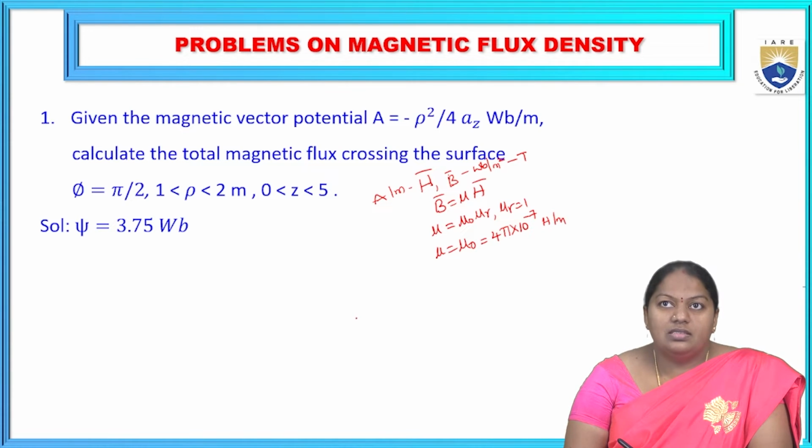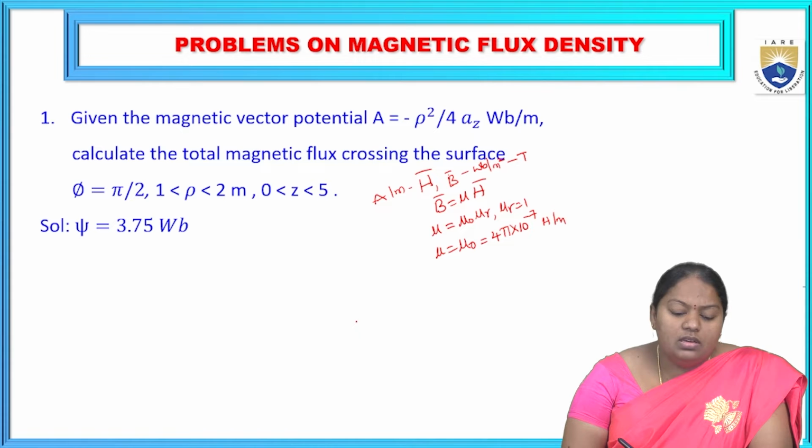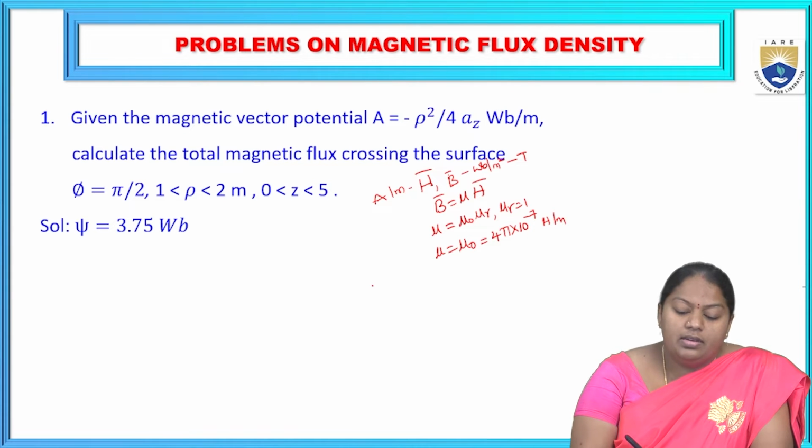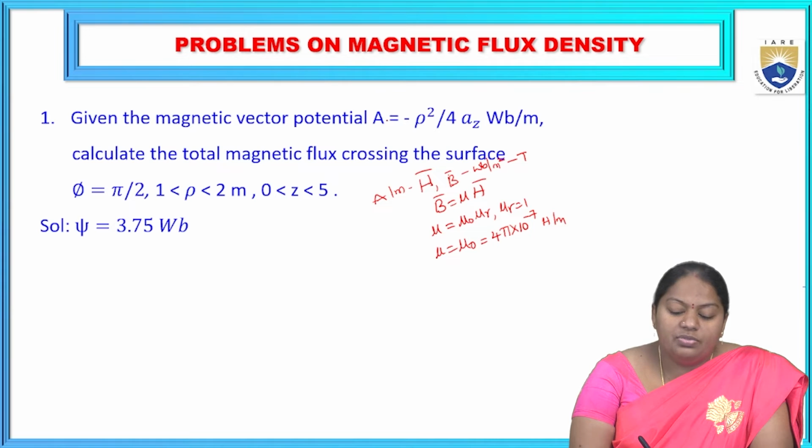Here, given the magnetic vector potential, which we consider as A, equal to minus rho square by 4 into Az, measured in Weber per meter. From this, calculate the total magnetic flux crossing the surface phi equal to pi by 2, 1 less than or equal to rho less than 2 meters, and 0 less than z less than 5 meters.